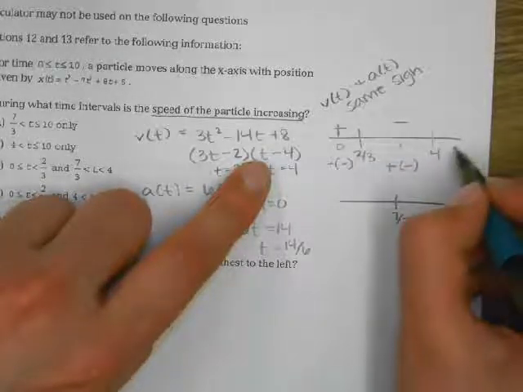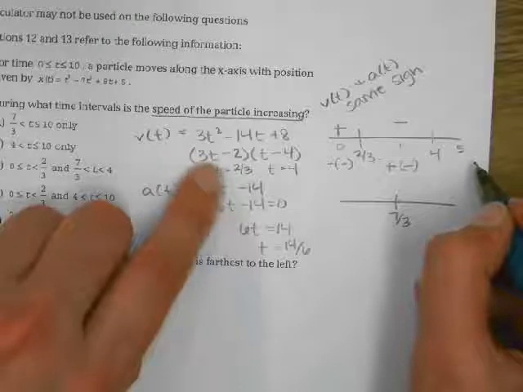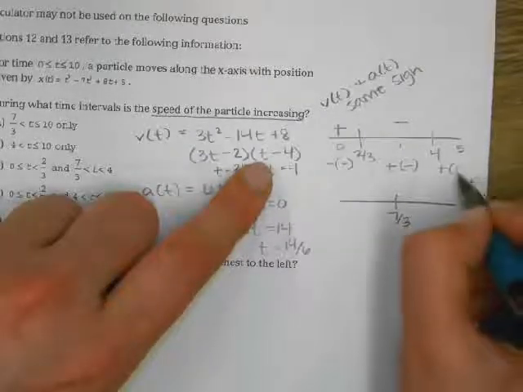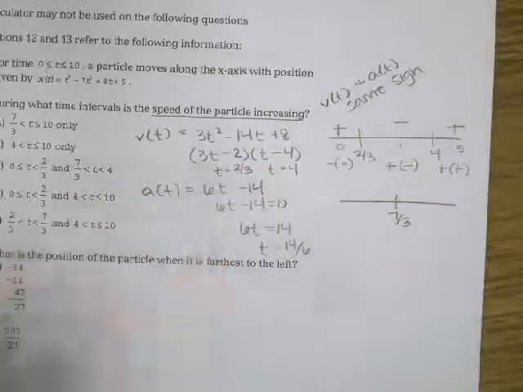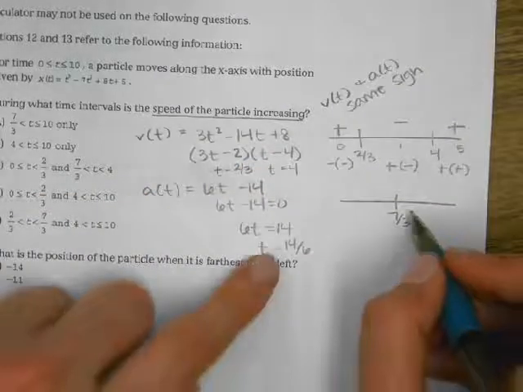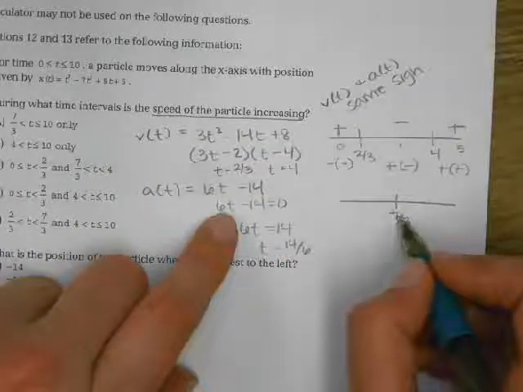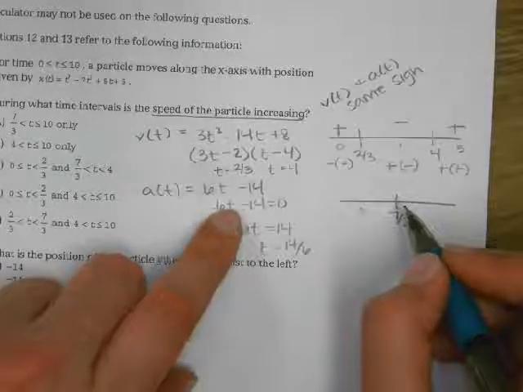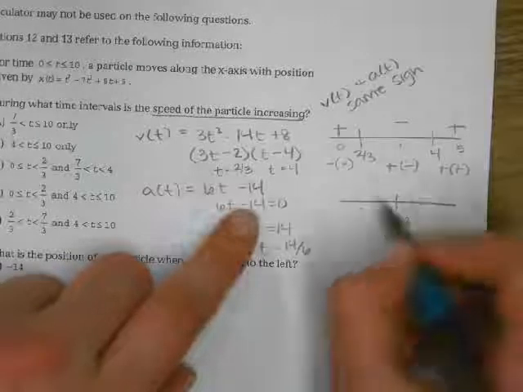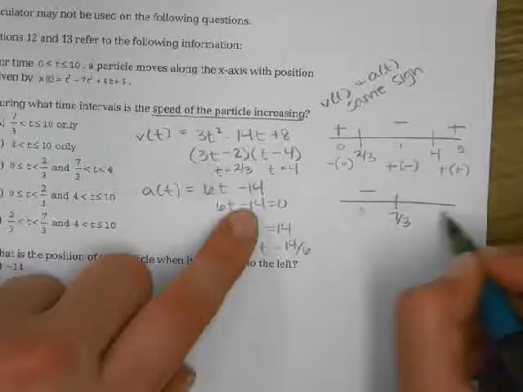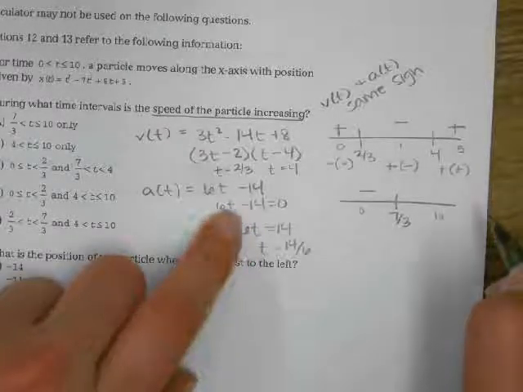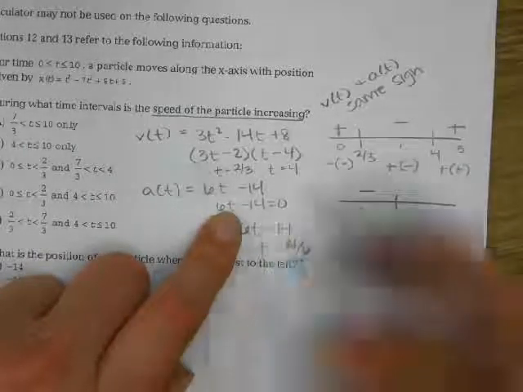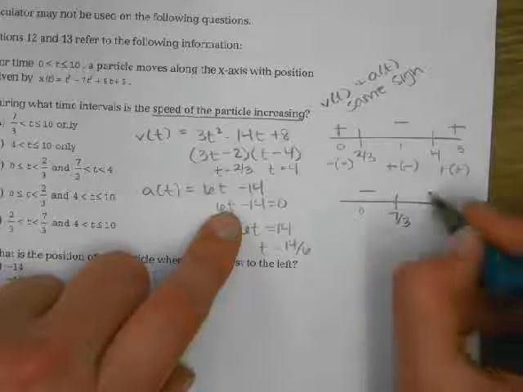And then a number bigger than 4, like 5. 3 times 5 is 15, so that's definitely positive. 5 minus 4 is also positive. Okay. And then down here, I need to do the same thing. So plug in a number smaller than 7/3, like 0. 6 times 0 is 0 minus 14, that's negative. A number bigger than 7/3, like 10. 6 times 10 is 60. 60 minus 14 is definitely positive.